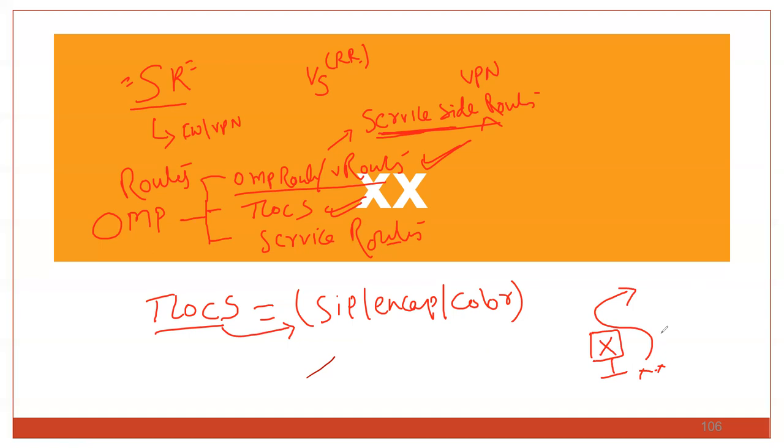Yes, you're 100% right. So these three things, system IP, color, and encapsulation, are the destination information, meaning where this route needs to be advertised. They belong to the TLOC, right? Right. So what type of association do they have with the TLOC? Are they TLOC attributes?